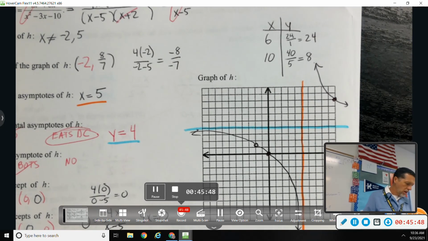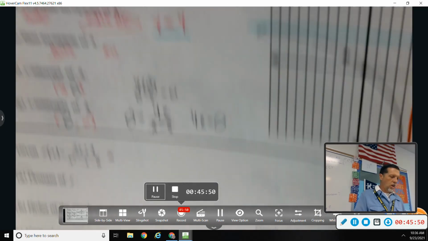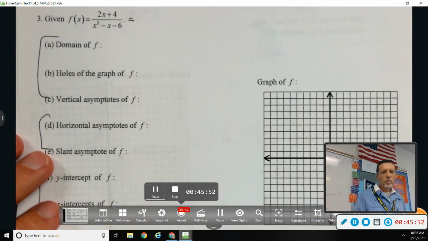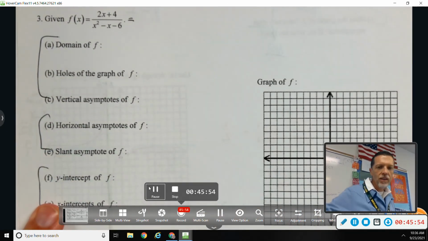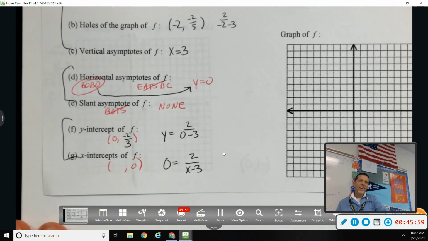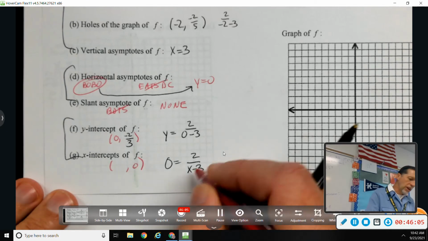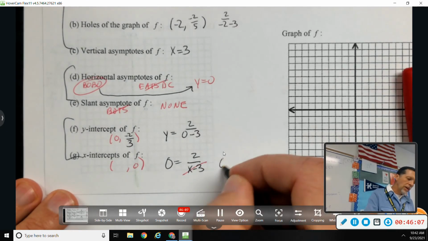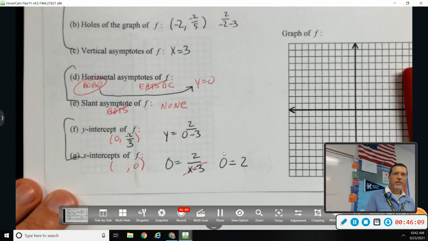All right, for number 3, I'm going to press pause. You see how far you can take it on your own. When you get to the last one there, what makes a fraction equal to 0? The top, so I don't care about the x minus 3. How about this? When is 0 equal to 2? No, that doesn't work. So there aren't any x-intercepts.